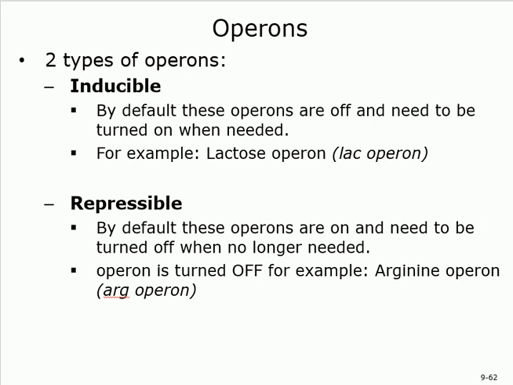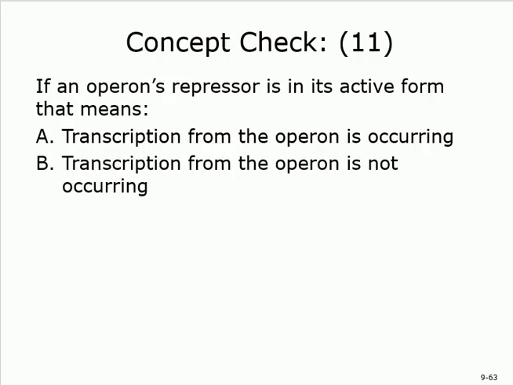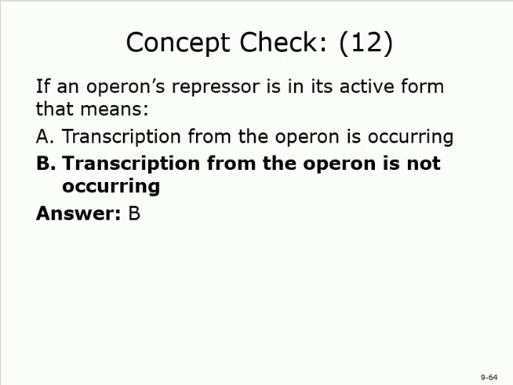It's off already. The other type of operon is repressible. It's working all the time, which is something obviously you need all the time. But you can turn it off, which is to repress it. It's working, but you can stop it. Inducible, it's off, but you can turn it on. So can you answer this? Yes. Okay.